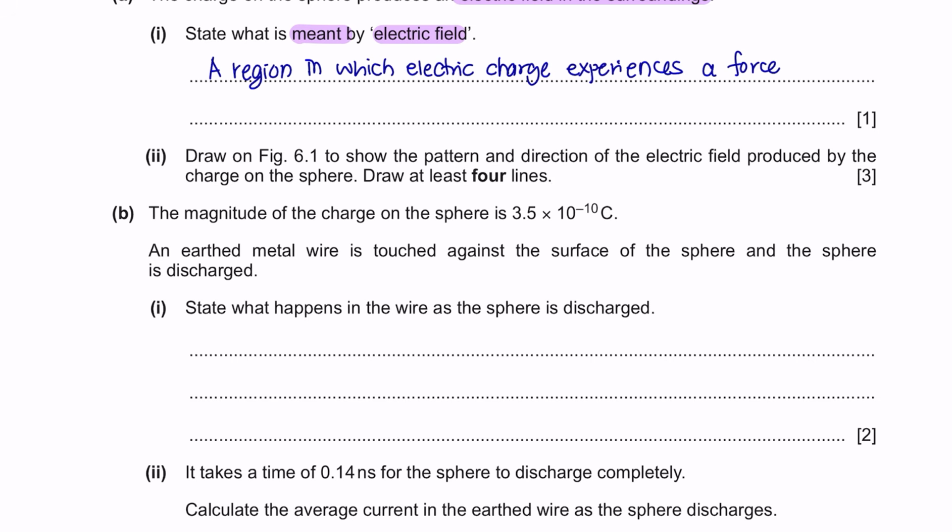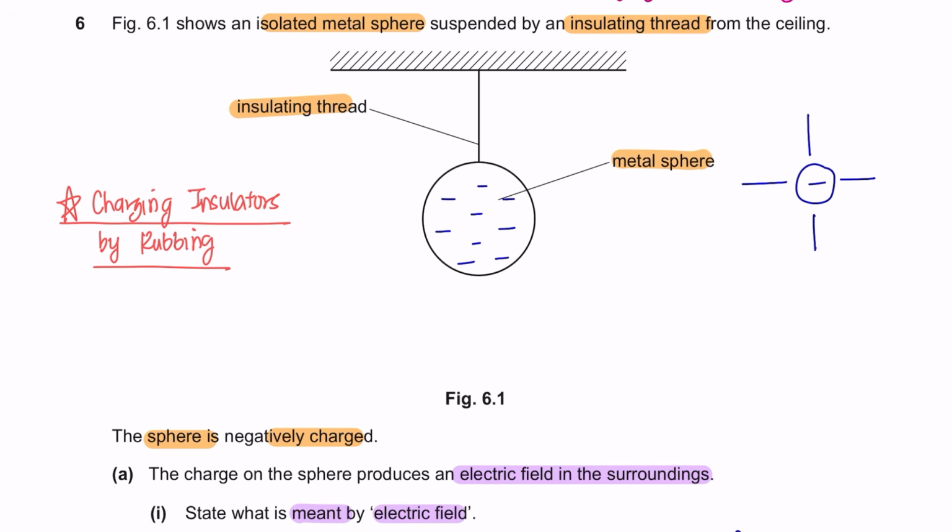Next, question part 2 on figure 6.1. Show the pattern and direction of the electric field produced by the charge on the sphere. You are required to draw at least 4 lines. Remember that the electric field for negative charge is inward, whereas for positive charge it is outward. Think of it in a way that you always want to spread positivity, so for positive it moves outward. Make sure the lines are touching the sphere and there is an arrowhead moving inwards.